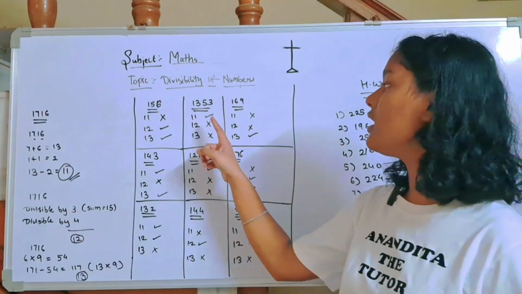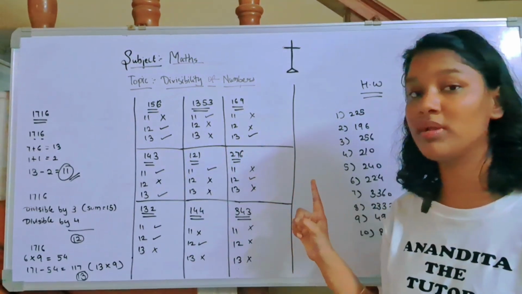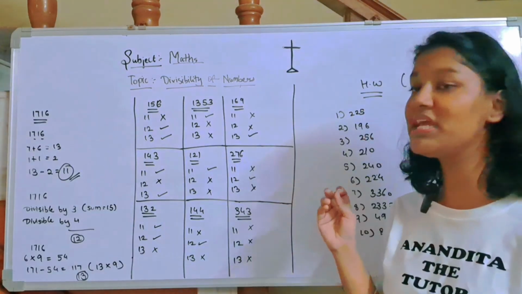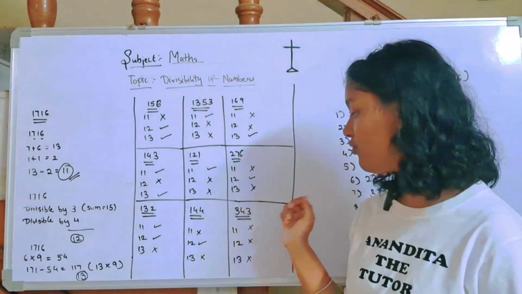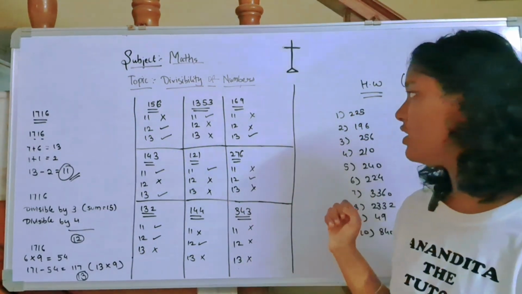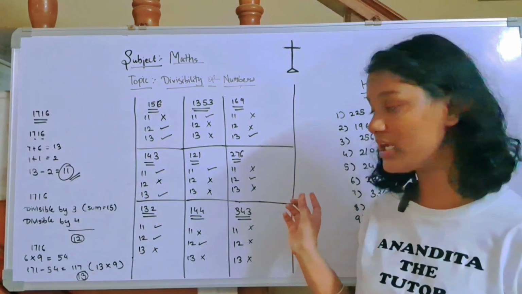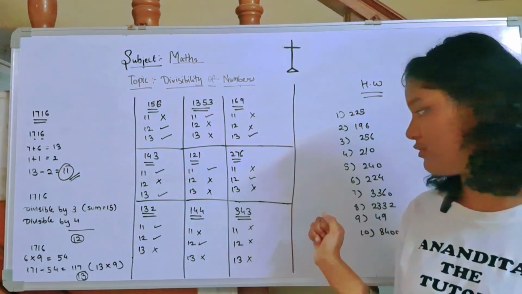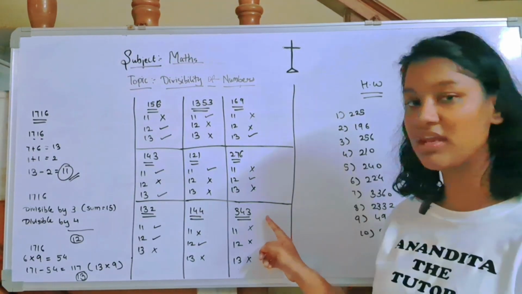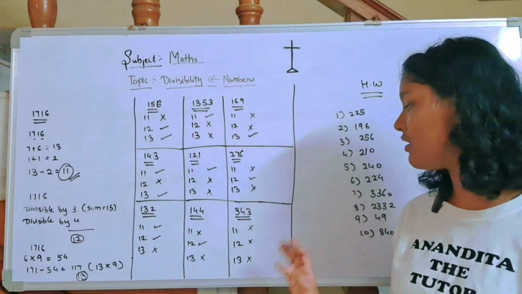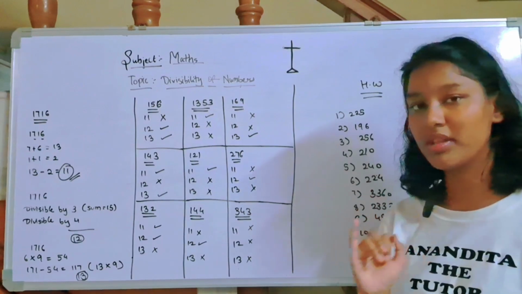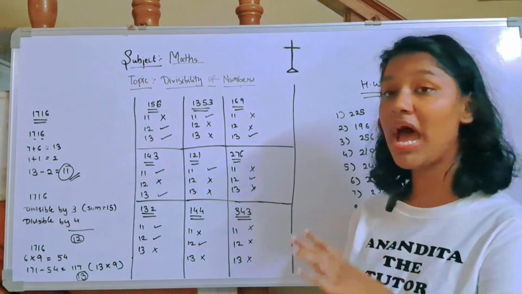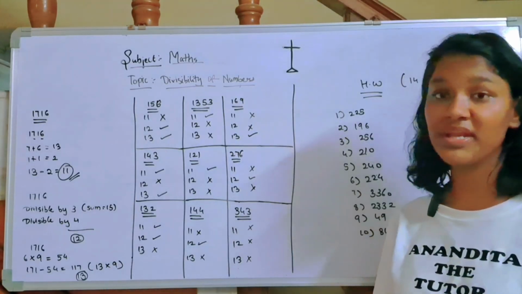1353 is divisible by only 11. 121 is also divisible by only 11. 144 is divisible by only 12. 169 only 13, and 276 is only divisible by 12. The last number, 343, is not divisible by 11, 12 or 13. Now this was the answer key for the homework given in the previous video.